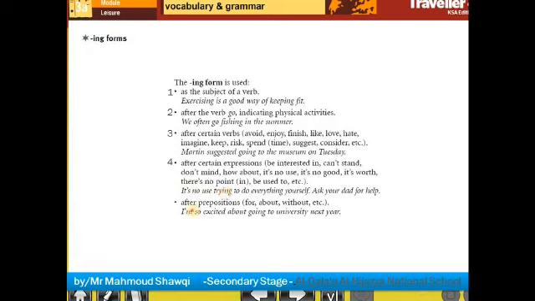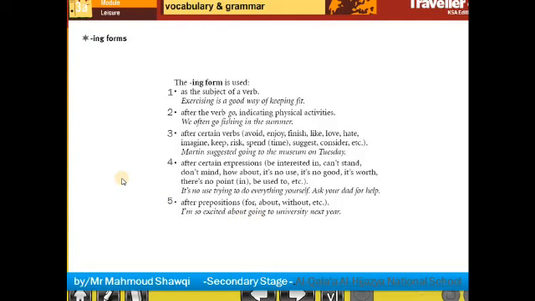Okay? And number 5, after prepositions for, about, without. For example, I am so excited about going to university next year. I am so excited about going. Here, the preposition about, we add ing to the verb go. After preposition about, we add ing to the verb.